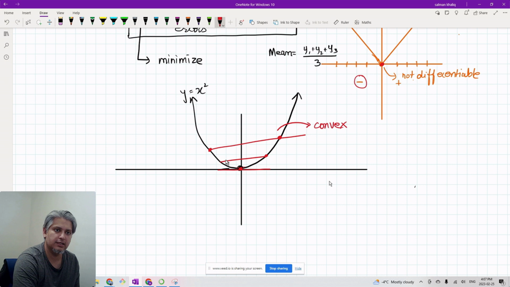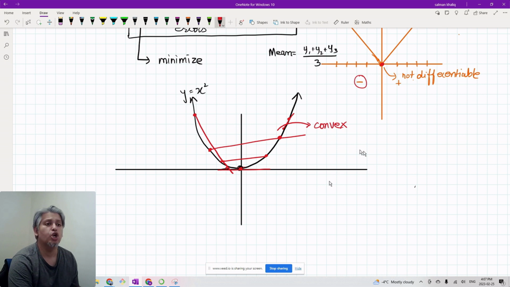So this line is above this black graph. If I take a line over here, between this point and this point, it is above it. It means you won't be able to make a line which is below it. And that is the definition of a convex function in simple terms. So this is a convex function.